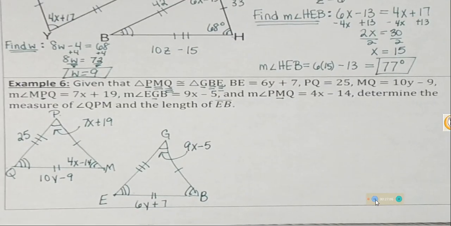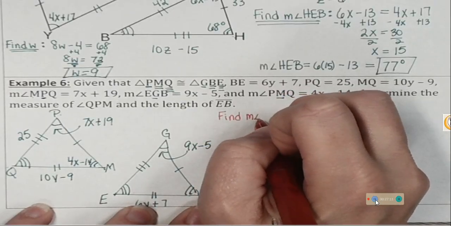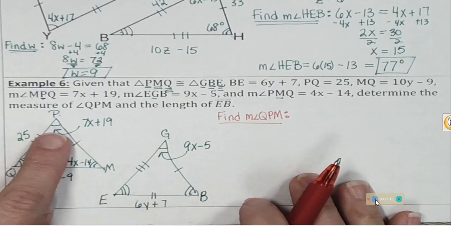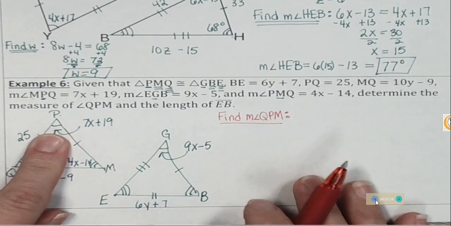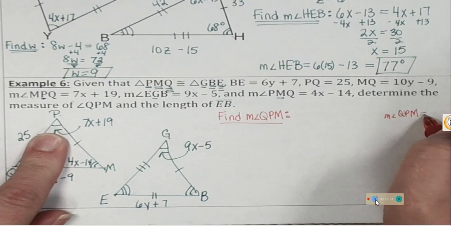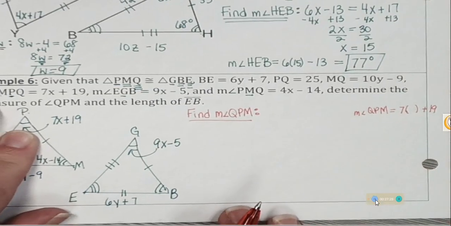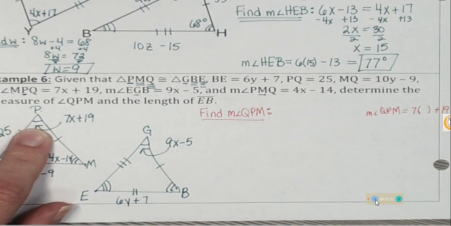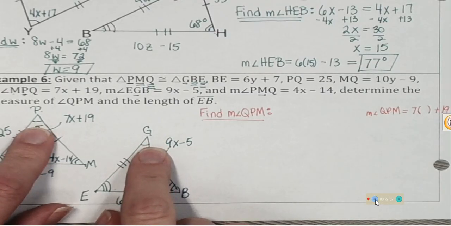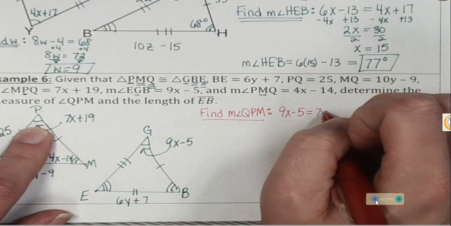All right, my goal right now is to find the measure of angle QPM. Now, QPM, that's this angle. So, the measure of angle QPM is 7x plus 19. So, what do I have to find in order to find my answer? I've got to find x. P is equal to G. So, that's what I'm going to start with. So, I'm going to say 9x minus 5 equals 7x plus 19.